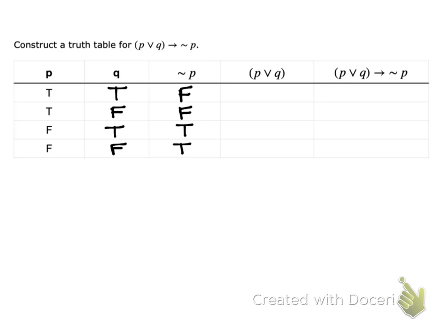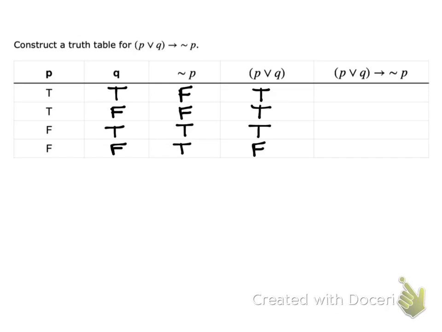Okay, now we're doing P or Q. So we're looking at these two columns. Since it's or, only one of them has to be true to create truth. So this first row true, second row true, third row true, fourth row false. So true, true, true, false.